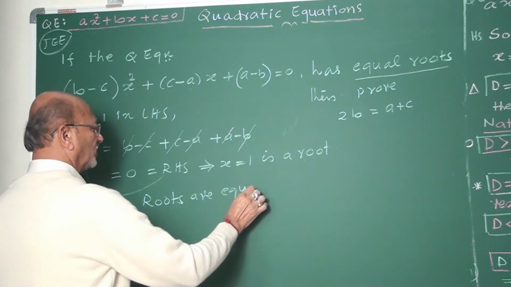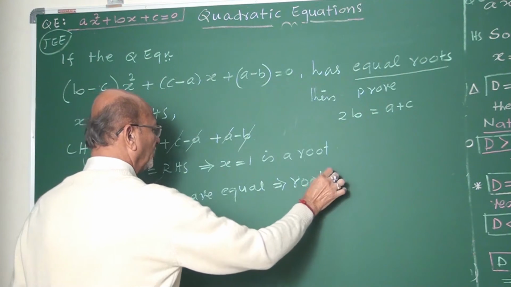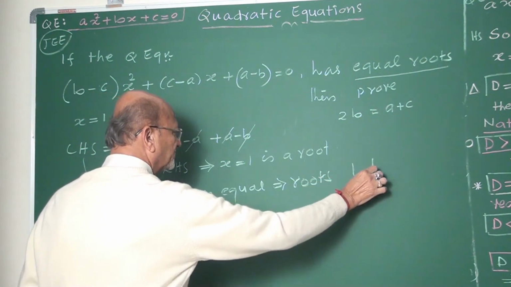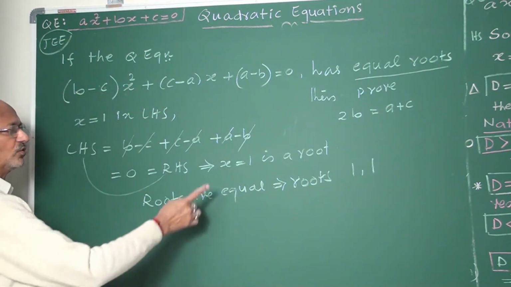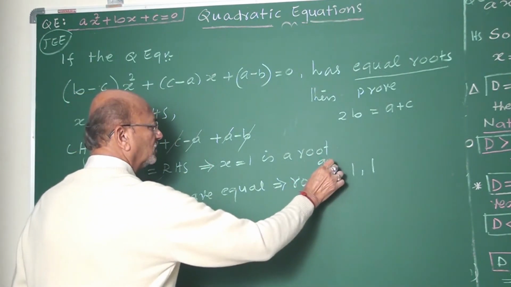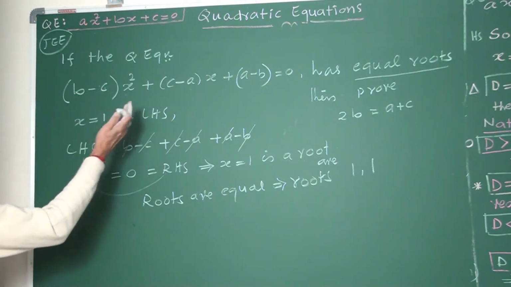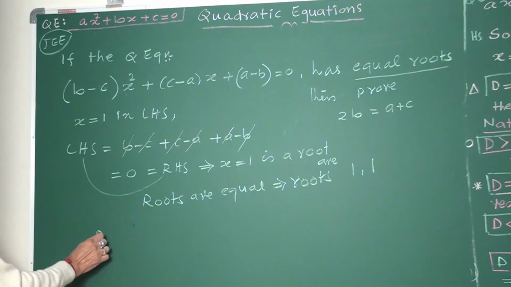Roots are equal, which implies the roots are 1 and 1. Why? Already you know one root, and since they are equal, that is the second root. Therefore, the roots are 1 comma 1. Yes, my friend. Now, the product of the roots.